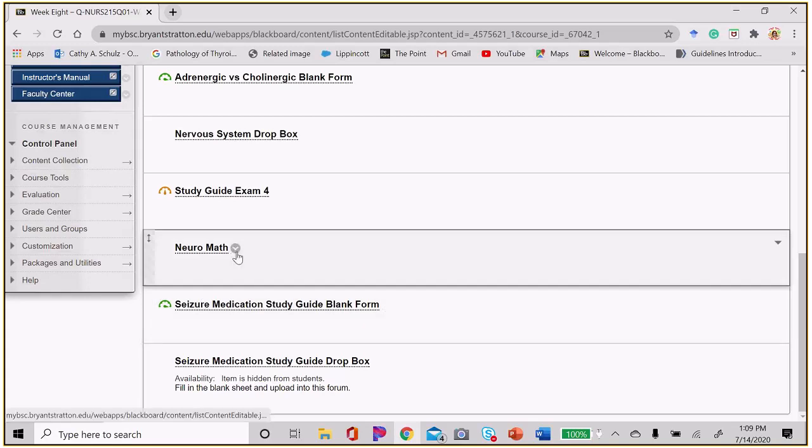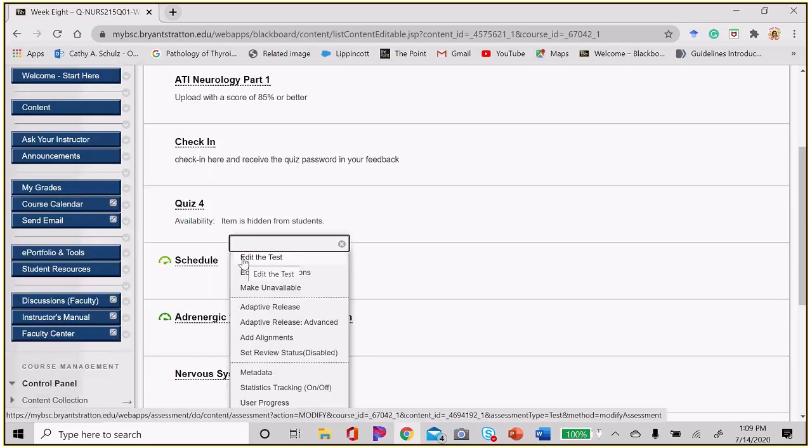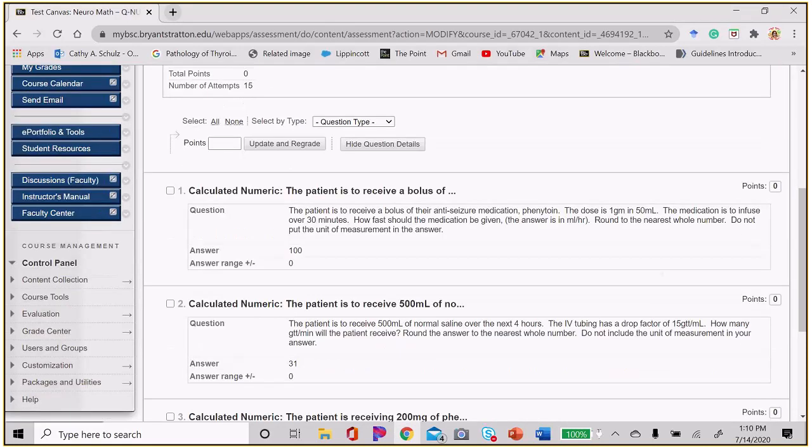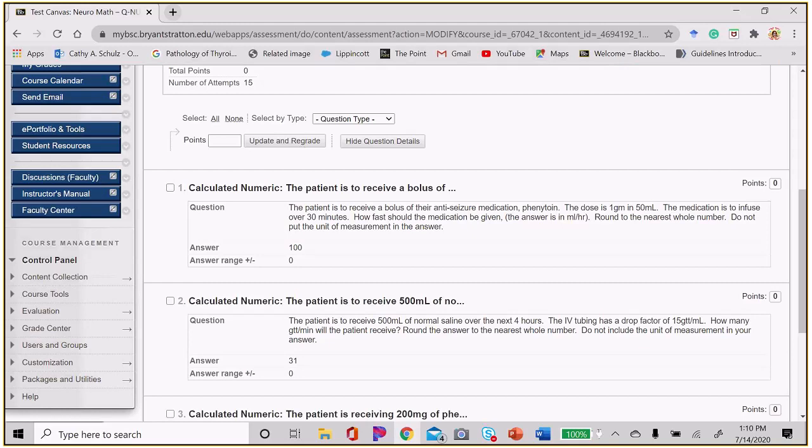Okay, so here is the math. Again, it's always those bolus questions. They're getting a bolus of an anti-seizure medication. The dose is 1 gram in 50 milliliters to infuse over 30 minutes. How fast in milliliters per hour? So it's just 50 milliliters that's the important thing, over 30 minutes. So that's just 100 milliliters an hour.